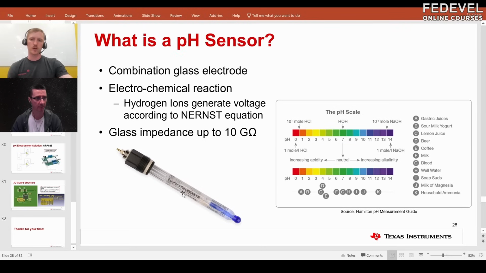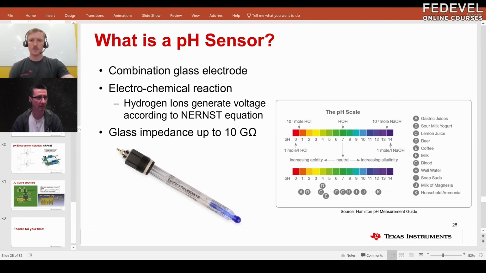And essentially, these work by generating a very small voltage based on the ion activity in the solution. So this is always referenced at the inside of the glass to a pH of 7, which is perfectly neutral. It's the center of our pH scale here. And then when you have a solution on the outside of the glass, that generates a voltage based on that ion activity. And the difference is determining what that pH is.